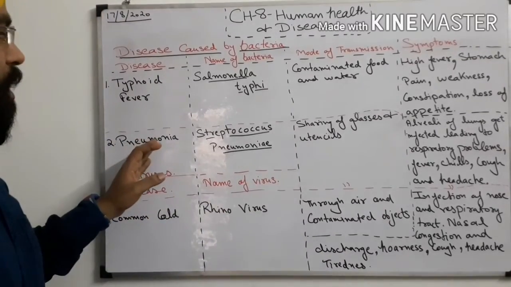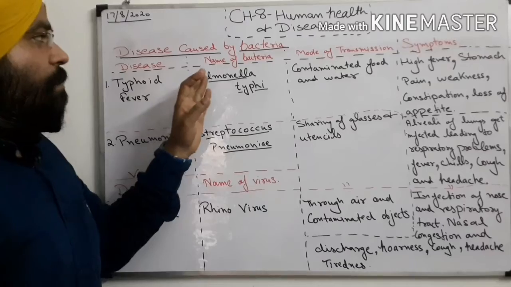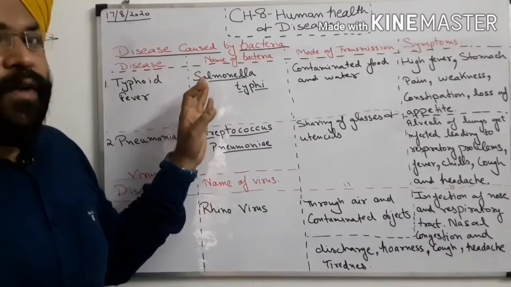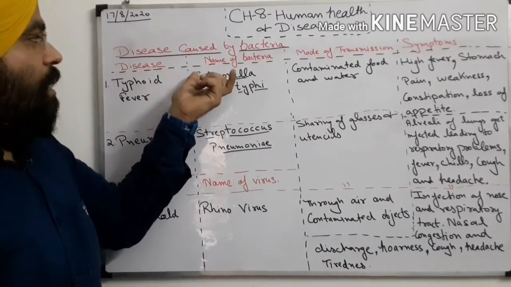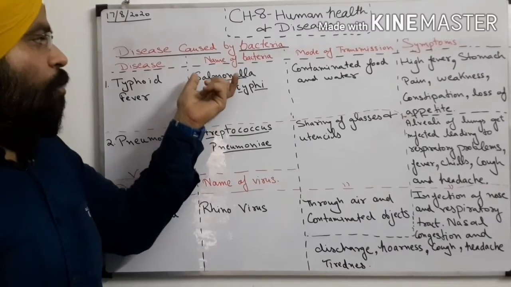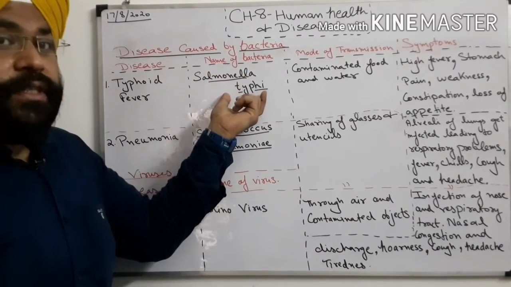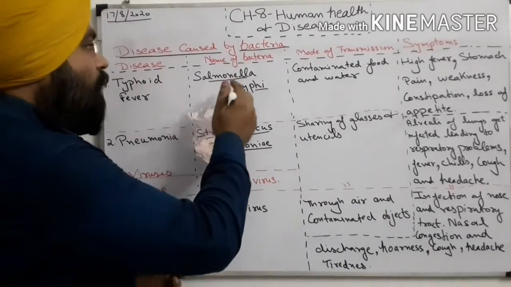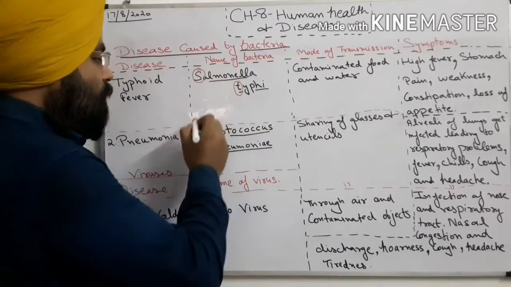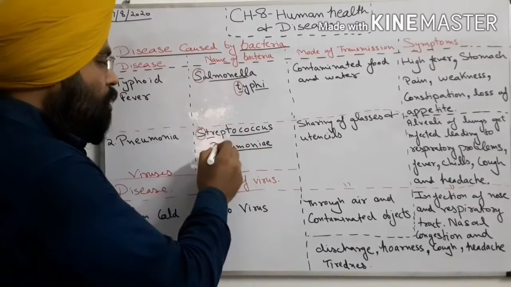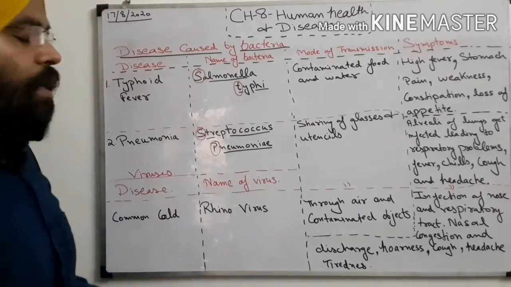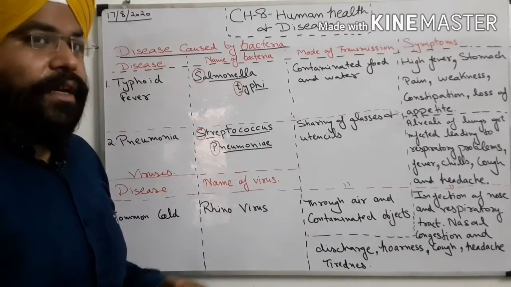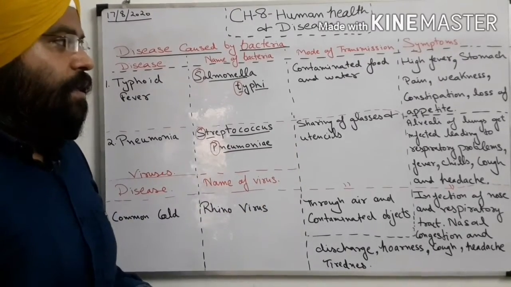Further, pneumonia is spread by the bacteria named Streptococcus pneumoniae. Remember, whenever you are writing scientific names, keep the genus name's first letter capital, like Salmonella, this is the genus, and the species is in small letters, typhi, with T small. Similarly, S capital in Streptococcus pneumoniae. This is another bacteria for pneumonia infection. In this case, sharing of utensils and glasses in the house could lead to this disease.